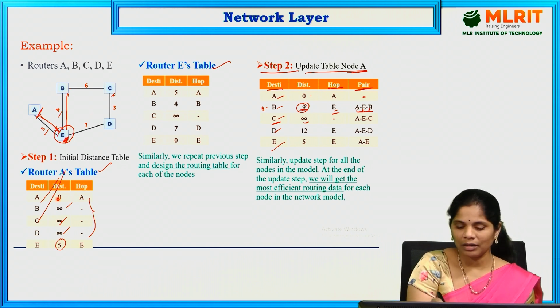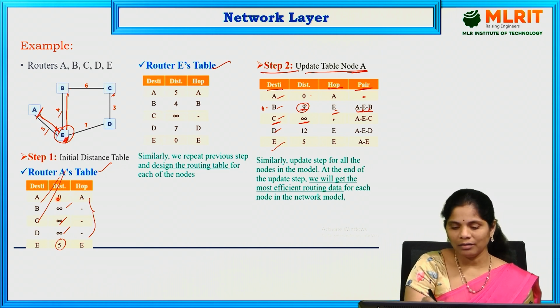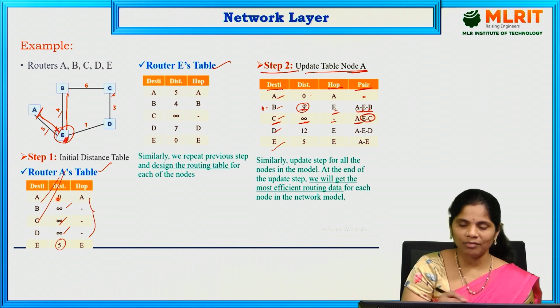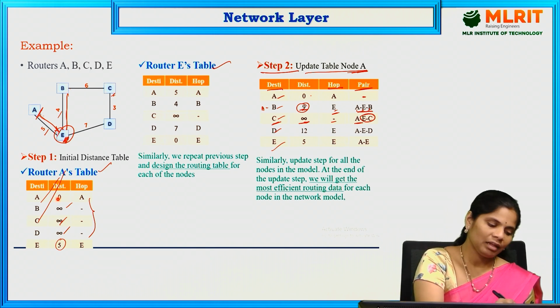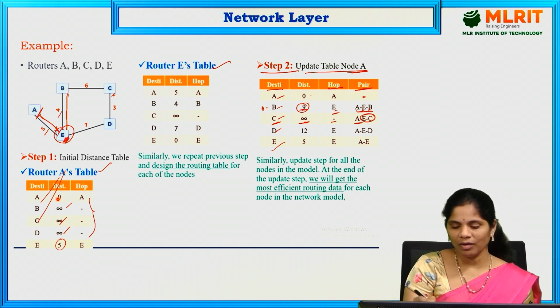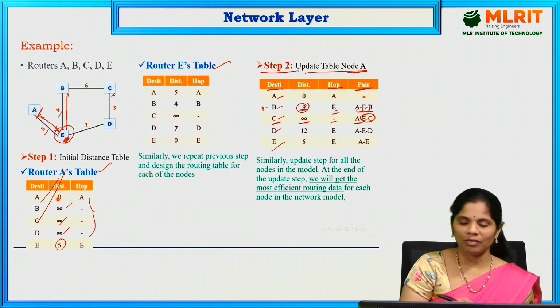That's why we are writing infinity here, and the next hop is empty. So A to E, E to C we checked. Because E is the neighboring node of A, that's why we checked the node. But E to C also there is no connection, so it is giving us infinity.